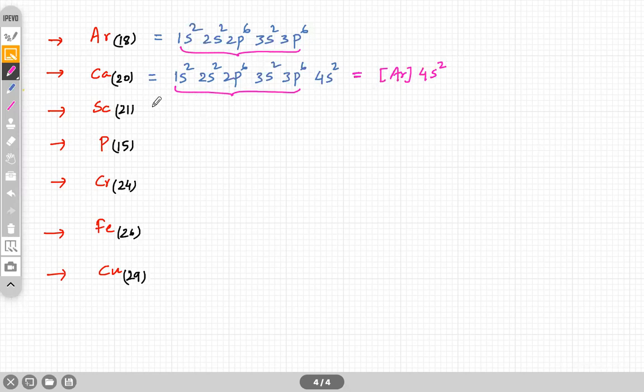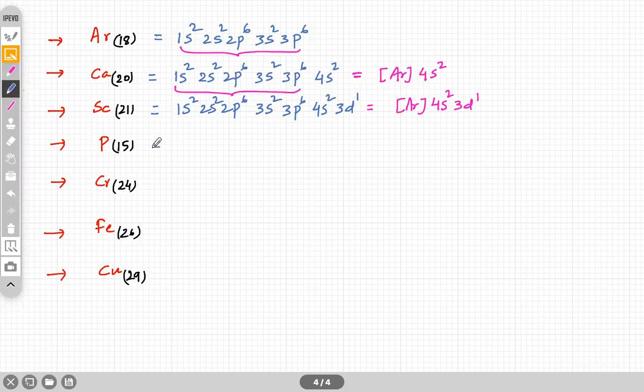Okay. Now in this one, it would be 1s2, 2s2, 2p6, 3s2, 3p6, 4s2, and then 3d1. Okay, 3d1. If you write it in terms of argon, this electronic configuration would be argon, then 4s2, 3d1.